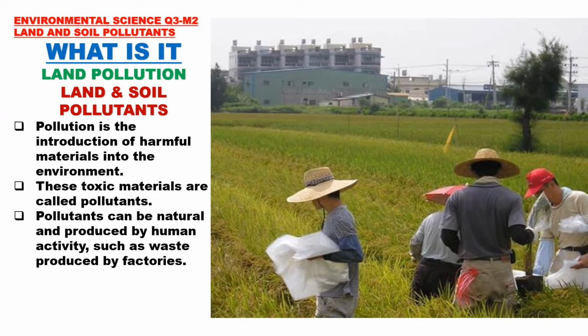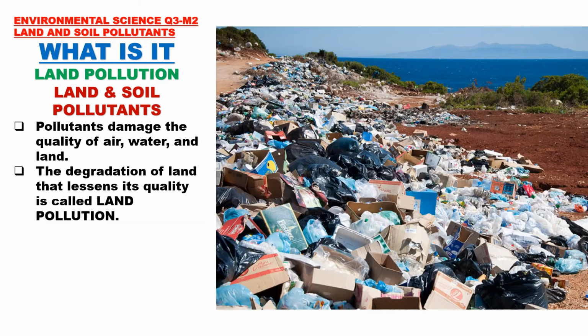What is it? Land pollution, land and soil pollutants. Pollution is the introduction of harmful materials into the environment. These toxic materials are called pollutants. Pollutants can be natural and produced by human activity, such as waste produced by factories. Pollutants damage the quality of air, water, and land. The degradation of land that lessens its quality is called land pollution, such as in this picture.